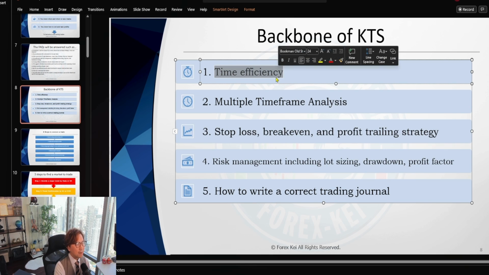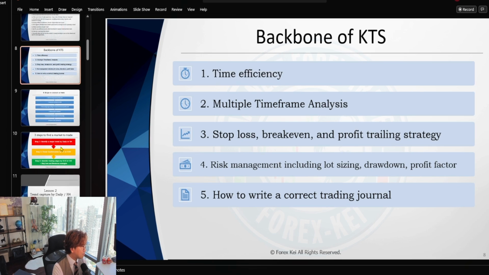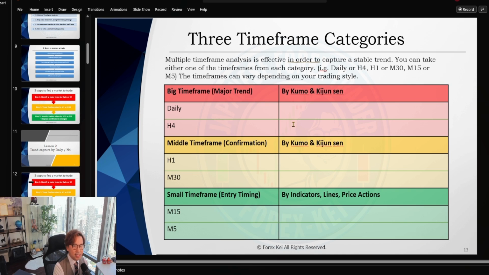Sometimes after you enter trades, the price goes sideways and you don't really make any profits, and for the next 3-4 hours you just keep holding the trades. It may happen too, but it's not time efficient. I want the price to go towards my direction soon after I enter the trade, and that's also a reason why I built my strategy like this.